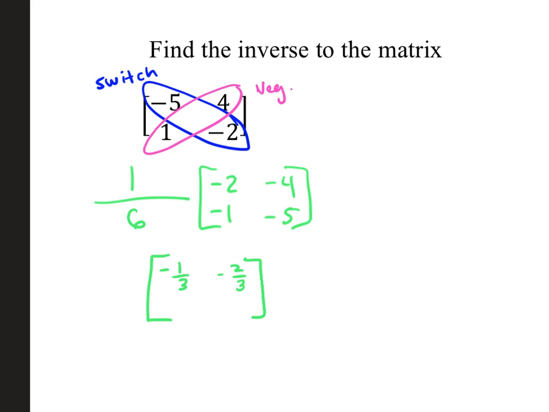Negative 1 times 1 over 6. Negative 1 over 6. And negative 5 times 1 over 6. Negative 5 over 6. So this is our inverse. And we would say it's the inverse by saying, if this was matrix A, this would be A to the negative 1 power. So that's just how we name the inverse.